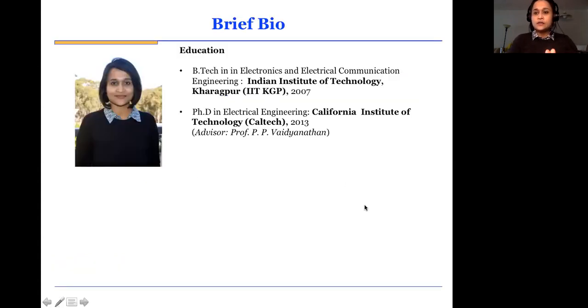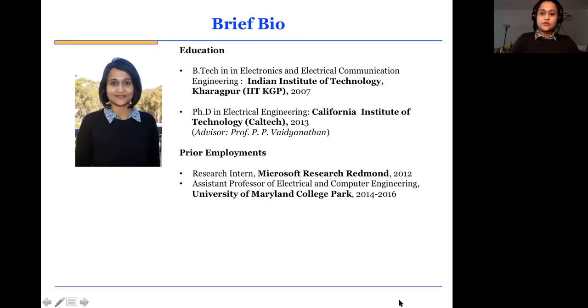So before I zoom into the research, briefly, a little bit about myself. I did my bachelor's from IIT Kharagpur and my PhD from Caltech, where my advisor was Professor P.P. Vaidyanathan. Before joining UC San Diego, I was an assistant professor of electrical and computer engineering at University of Maryland College Park. And during my PhD, I was also a research intern at Microsoft Research Redmond under the guidance of Dr. Henrik Malvar.